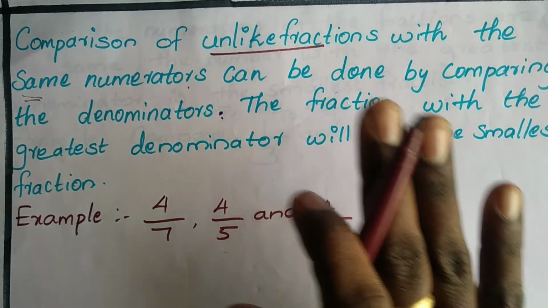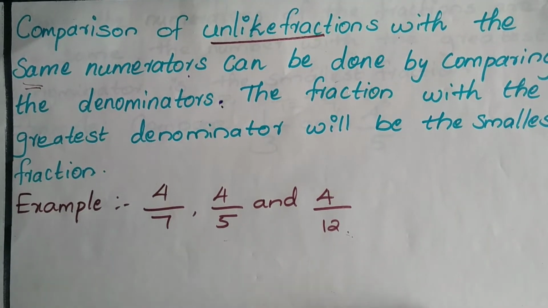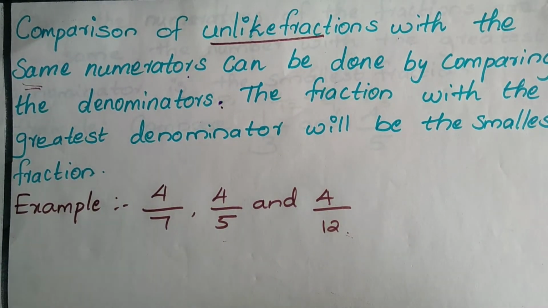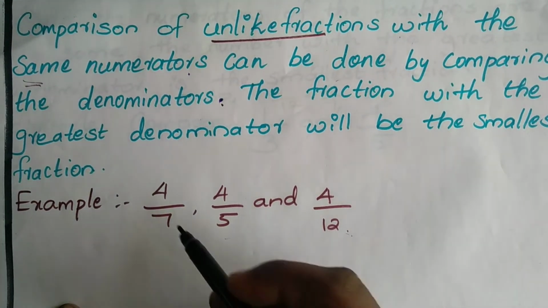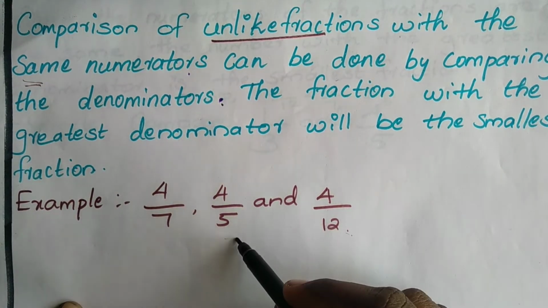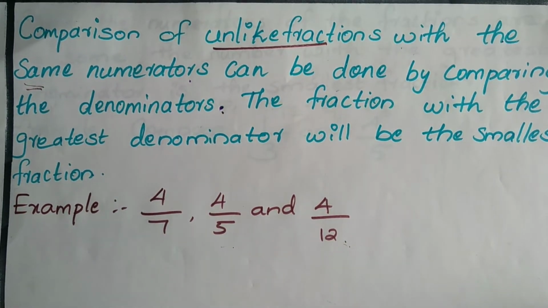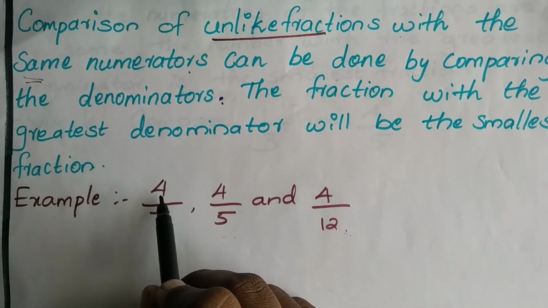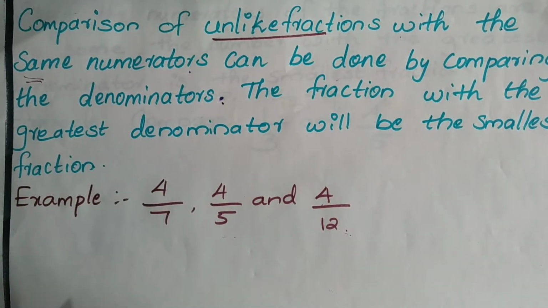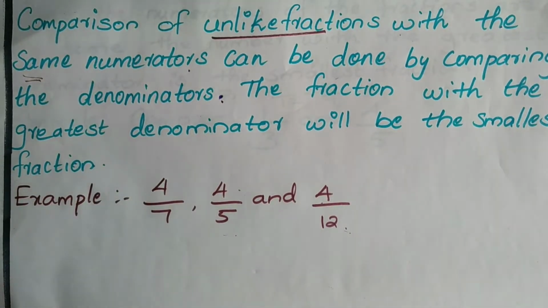Don't get confused. Come to our example. From the example you can learn easily. Come to this example: 4 by 7, 4 by 5 and 4 by 12. In this example, the numerators are the same: 4, 4, 4. Come to the denominators.